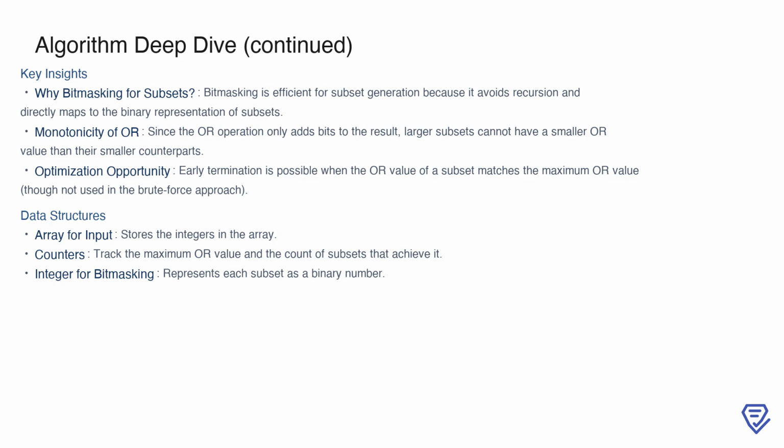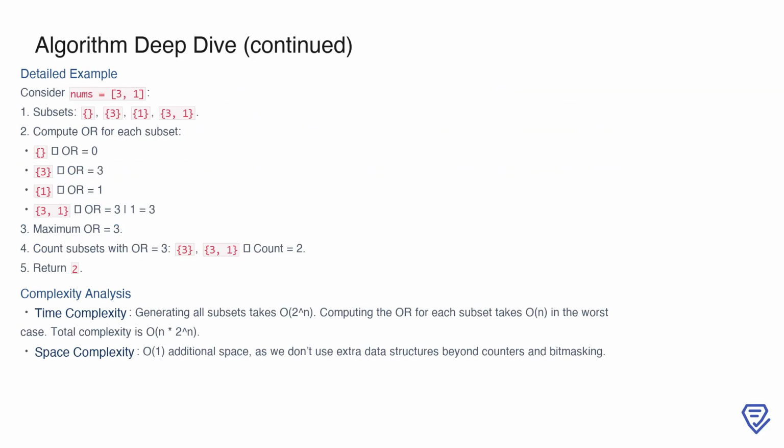The data structures involved in this algorithm are straightforward: an array to store the input, counters to track the maximum OR and the number of subsets achieving it, and an integer to represent each subset as a binary number for bit masking. Let's consider a detailed example with nums equals [3, 1].